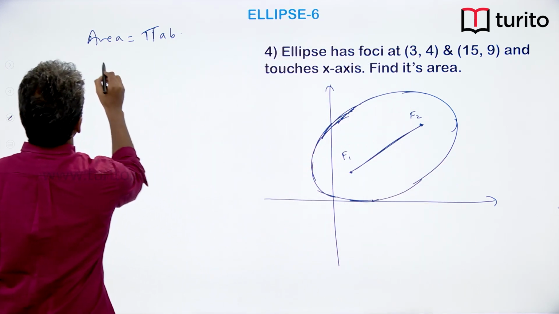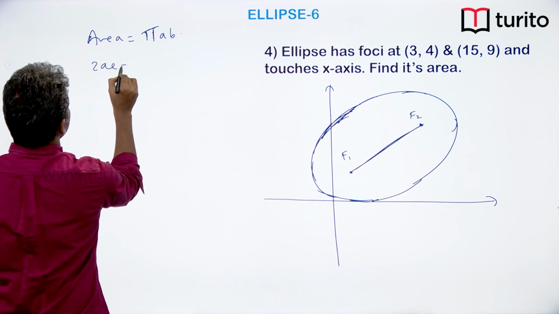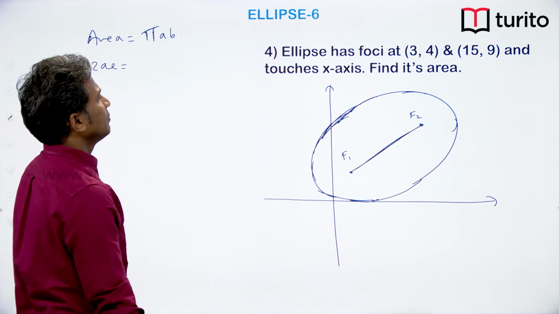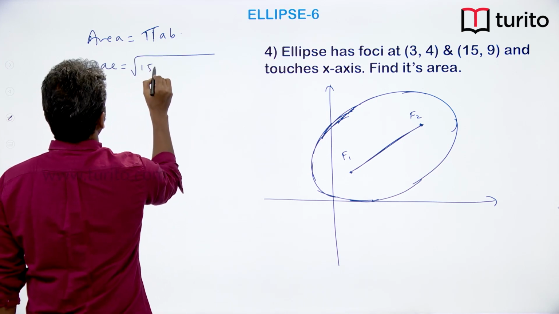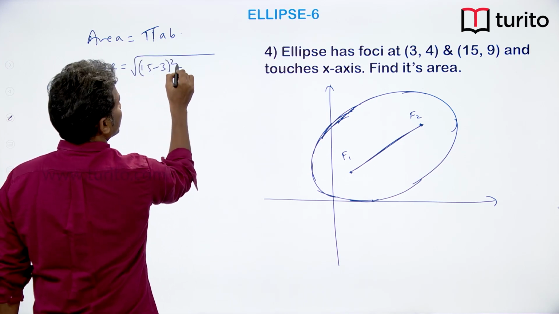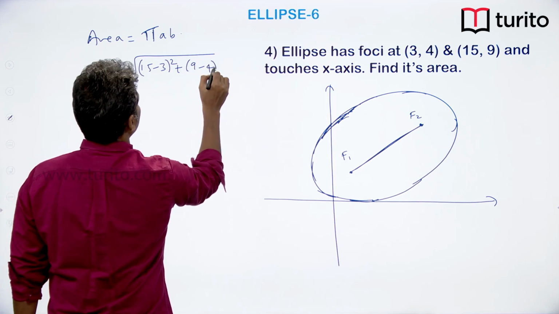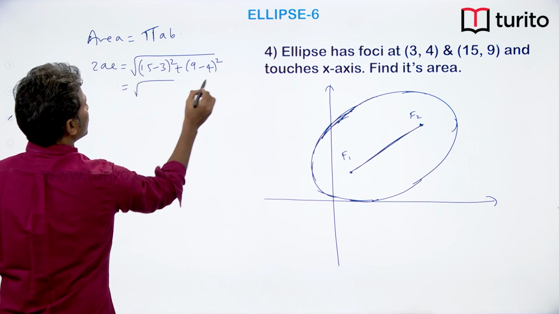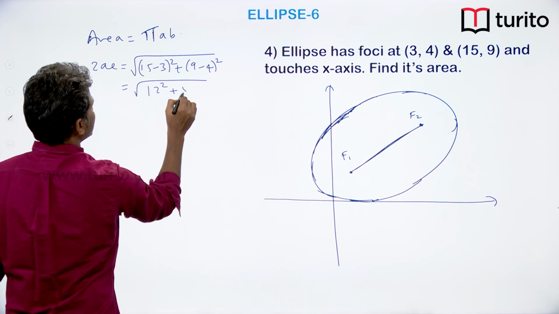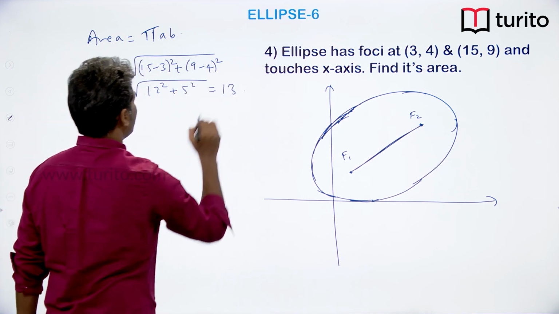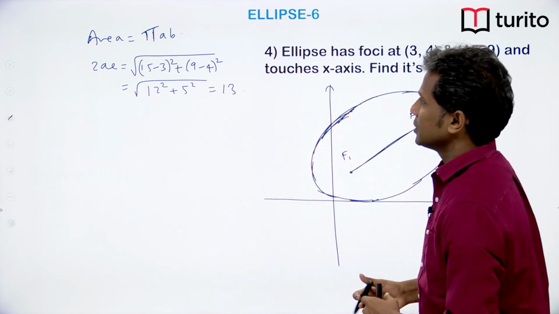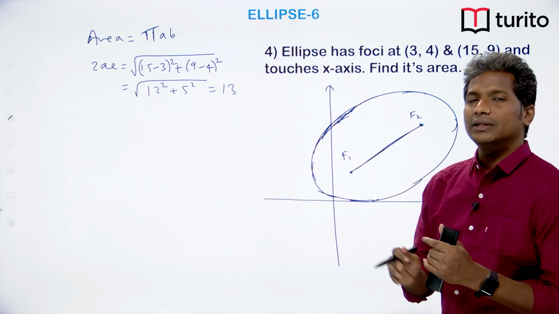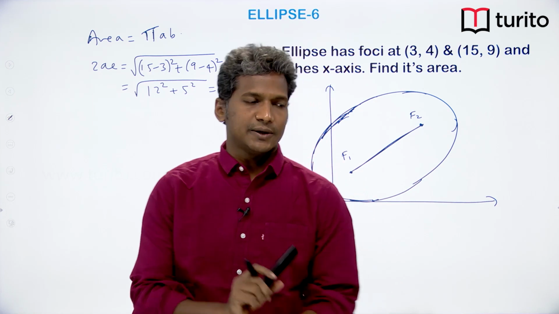So here we get 2AE is equal to the distance between these two points: root of (15 minus 3) whole square plus (9 minus 4) whole square, which is going to be root of 12 square plus 5 square. Again this is a Pythagoras triplet, so this will give you 13. So we got 2AE is equal to 13. Let us look for the other cases.